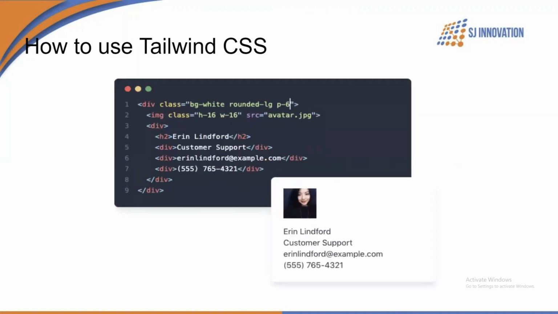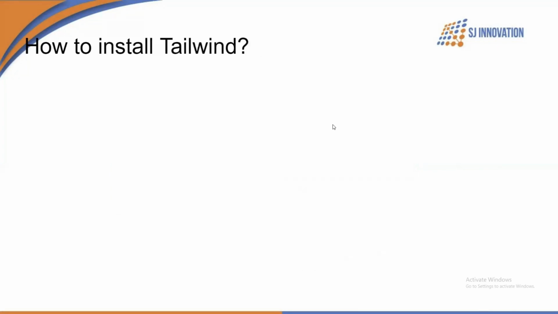So here is a basic example of how we can add Tailwind classes in our HTML class. If we want a white background, we just have to specify those classes in our HTML class, along with rounded-lg, and if we want to give some padding, yeah, that's it. So this is how we can add a Tailwind class in our HTML.